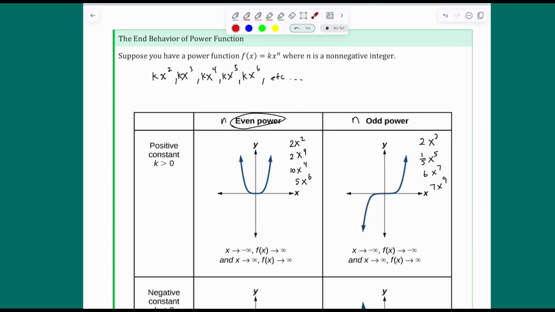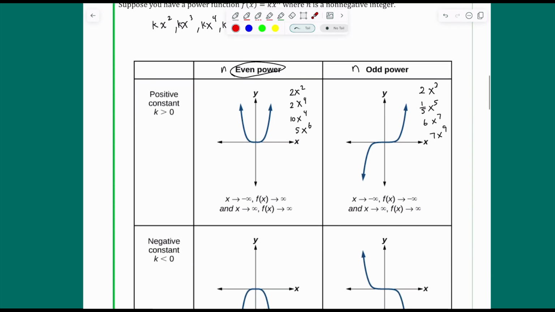Okay, and we can describe what's going on. As x goes to negative infinity, what are the y values doing? Well, we can see that the graph is shooting down. So we could describe that behavior as x approaches negative infinity, f of x approaches negative infinity. Likewise, if we go in the positive infinity direction, what are the y values doing? They're shooting up. As x goes to positive infinity, f of x approaches positive infinity.